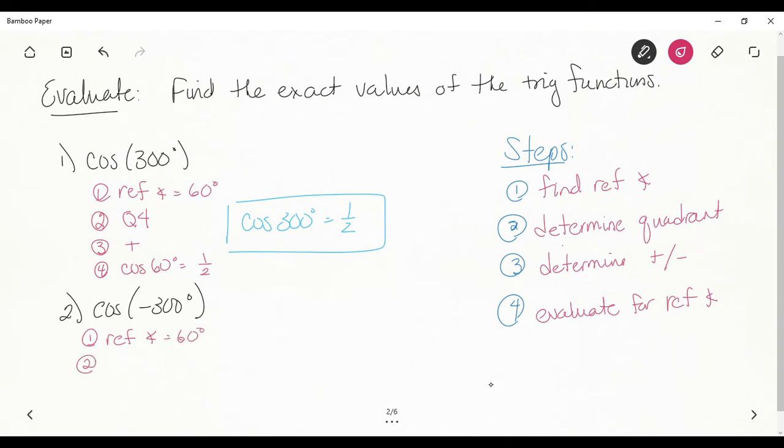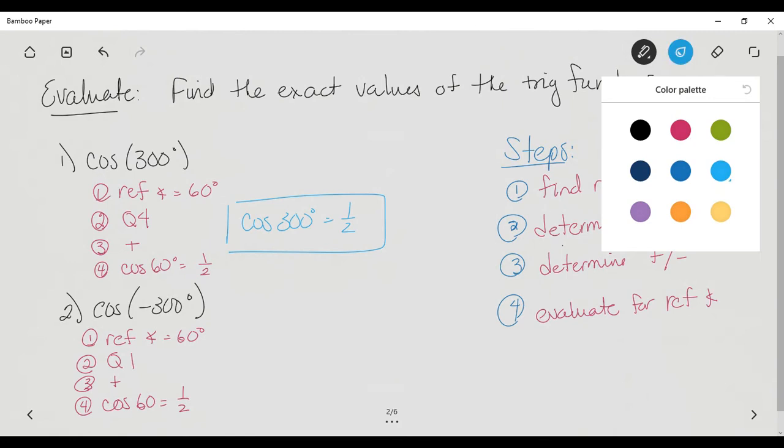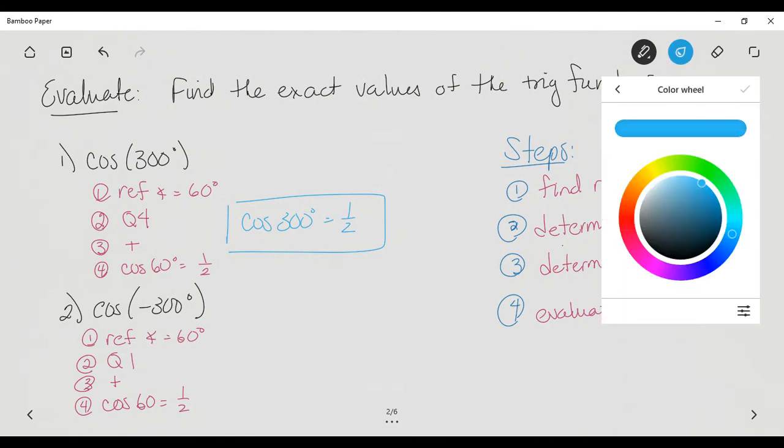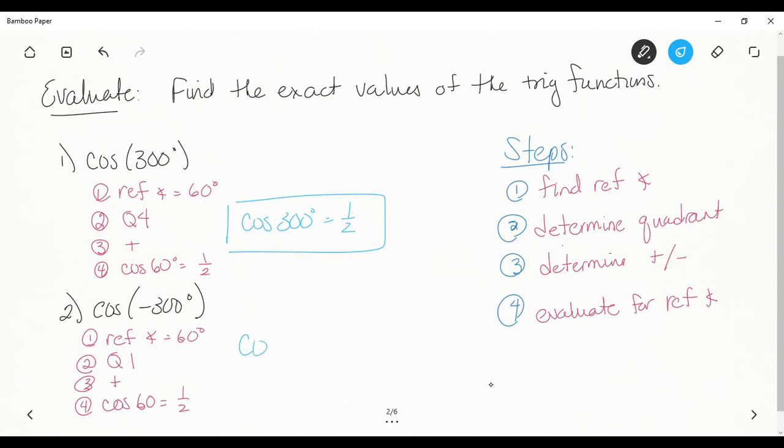However, the quadrant has changed to quadrant 1. What we know about cosine in quadrant 1 is that it is positive. So in step 4, when we evaluate cosine of 60 degrees, which is a half, it is positive in quadrant 1. So our cosine for negative 300 degrees is also equivalent to 1/2.